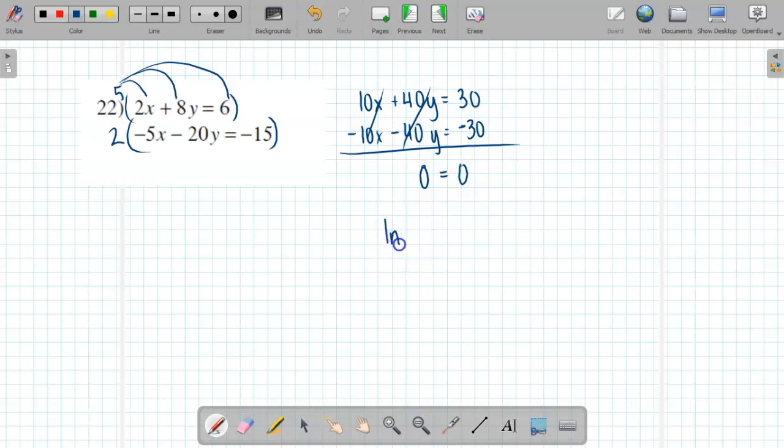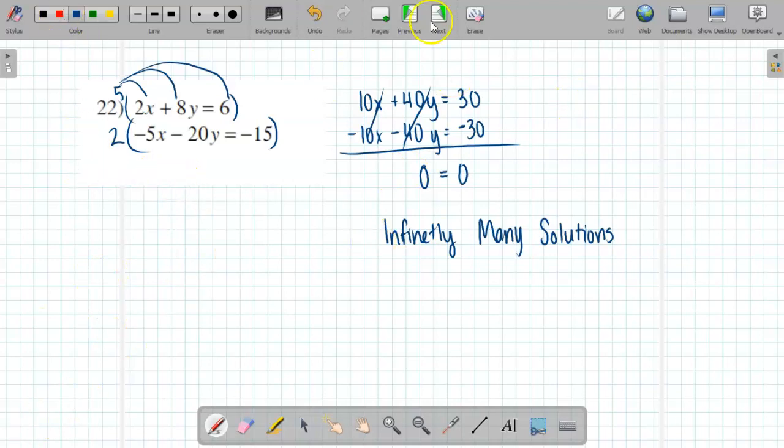So we will say infinitely many solutions. If we get something like 2 equals 0 or negative 7 equals 5, or 0 equals 42, then that is a false statement. So that would be the case where we'd have no solution.